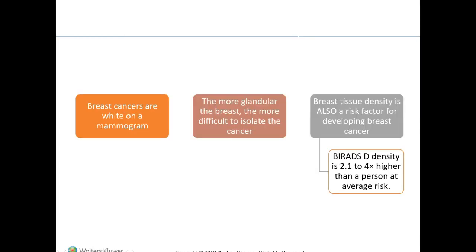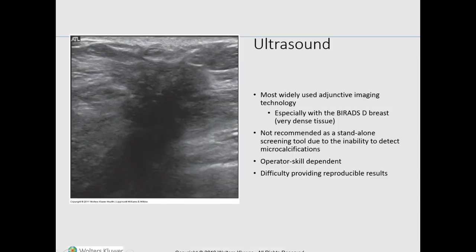So on a mammogram, your breast cancers are going to show up as white. The more glandular the breast, the more difficult it is to isolate the cancer because the glandular dense tissue shows up as white. So therefore, it's easier to miss these cancers if they're hiding in that dense tissue. A BI-RADS D density is someone who has 2 to 4 times higher risk than a person at average risk because of the density in their breast.